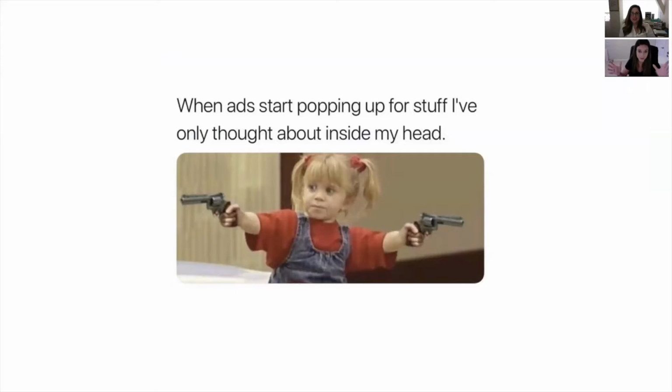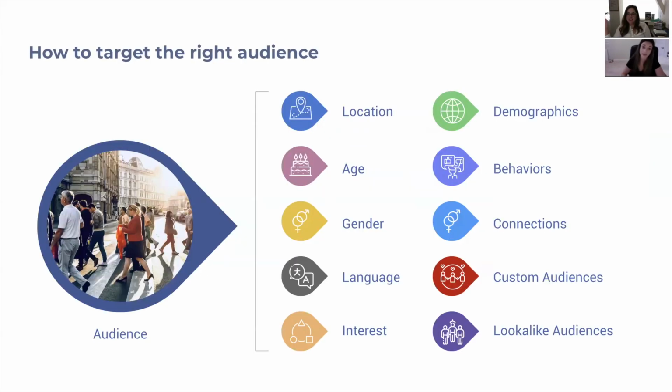This is very relatable to me, at least, when ads start popping up for stuff I have only thought about. How does that happen? Well, I'm going to tell you how it happens. Facebook and Instagram, by the way, if you don't know, Facebook owns Instagram. So if you want to run ads on Instagram, you would do it on Facebook's Ads Manager as well. It has all of these capabilities. So that's how they're able to just pop up on our feed right when we're thinking about it.